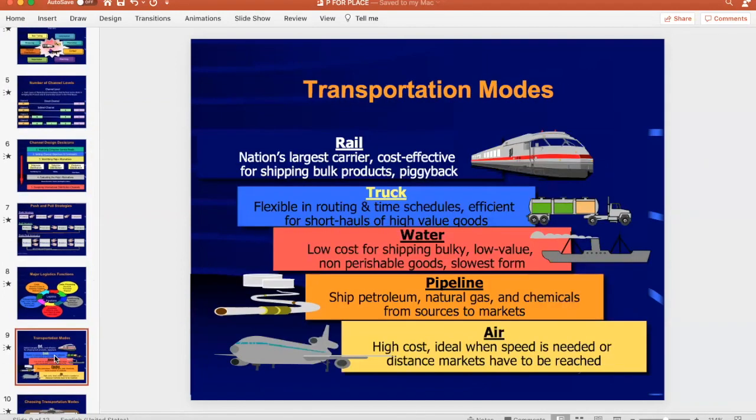So the best way to move the product depends on what type of product you're moving. Some products are very bulky, very heavy. Some products are dangerous. Some products are fragile. Some products are worth a lot of money and therefore require more safety. And some products are specifically regulated on how they can be transported. All of this has to be taken into account as well, the destination and the timeline that you have.